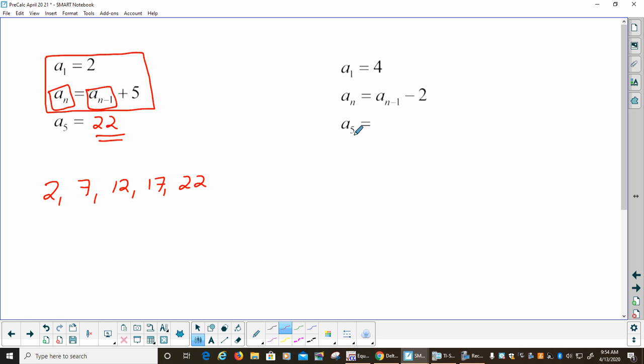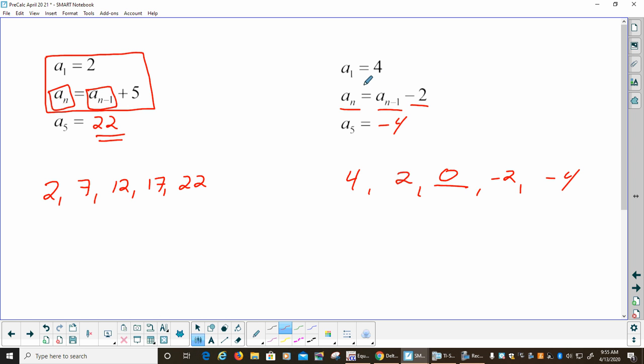They want a sub 5 again. To get the next term, take the previous term and subtract 2. To get the next term in the sequence, take the previous one and subtract 2. Because that's a sub 1, 2, 3, 4, 5.